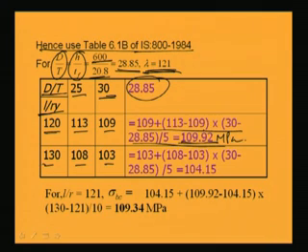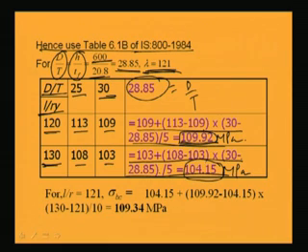Similarly, for lambda equal to 130, the value of sigma BC at D by T equal to 28.85 can be obtained from this, that is 103 plus (108 minus 103) into (30 minus 28.85) by 5, which is equal to 104.15 MPa. Now for D by T at 28.85, we are getting 109.92 MPa for lambda equal to 120 and 104.15 MPa for lambda equal to 130.